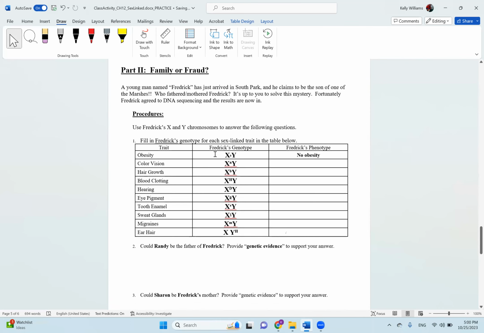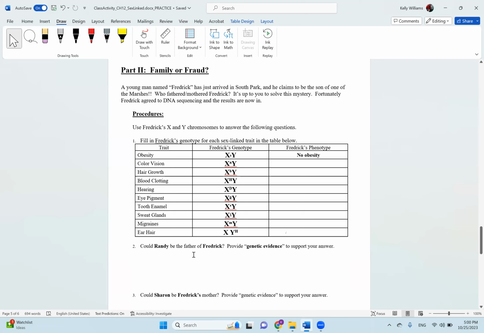Okay, now we're getting to Family or Fraud part 2. So here's where we get some drama mixed in. We have a young man named Frederick, and he's coming into South Park and saying that he is the son of one of the Marshes. So now we've got to figure out, is he telling the truth? So we are going to write down what Frederick's phenotype is based on his genotype.